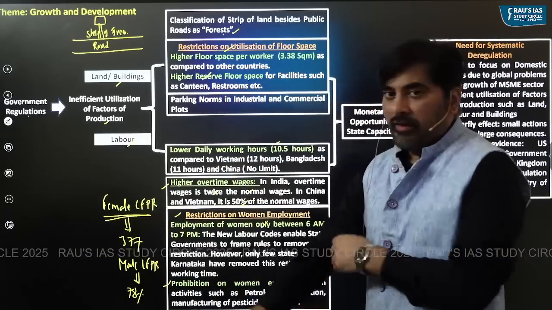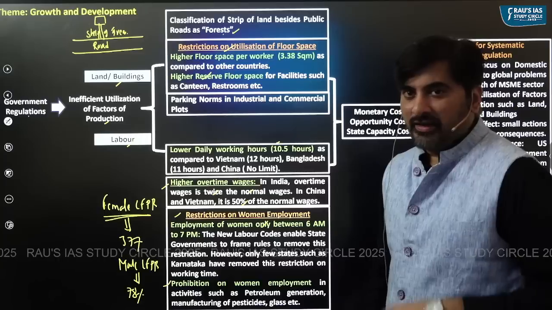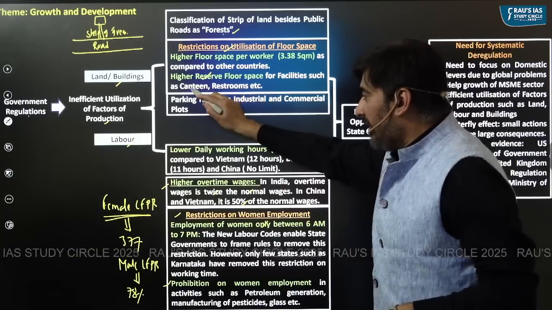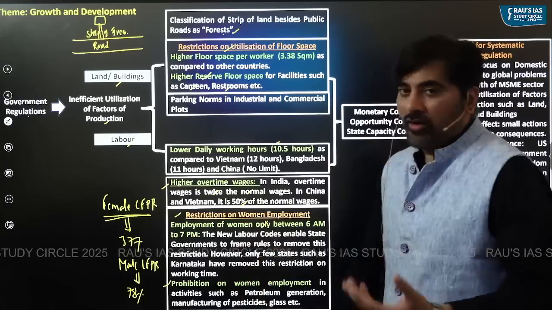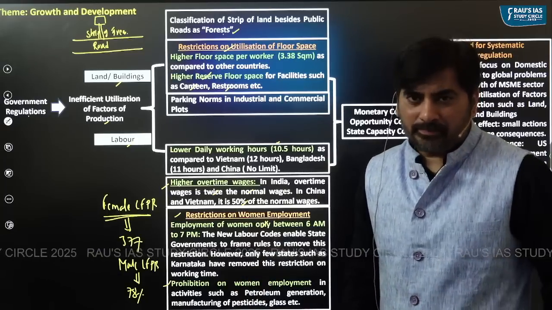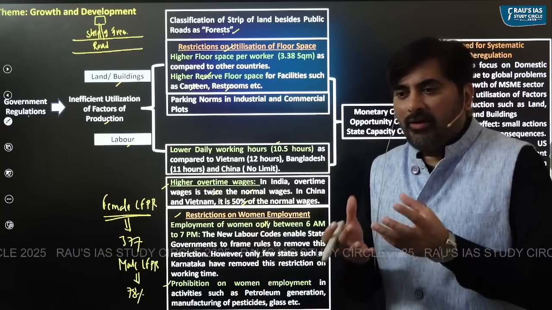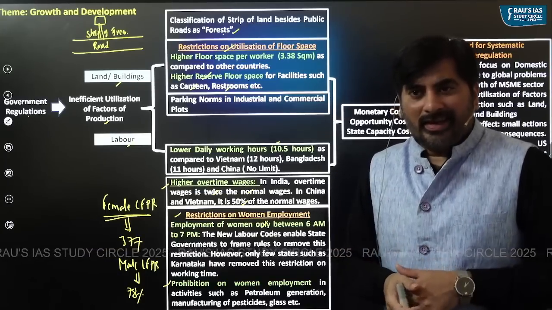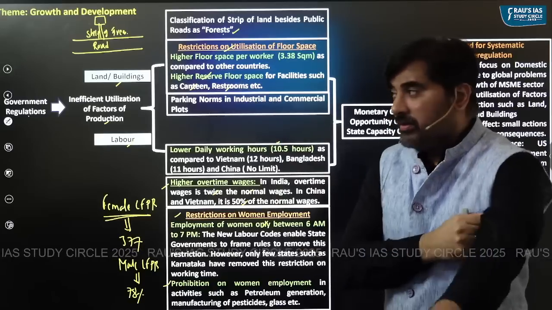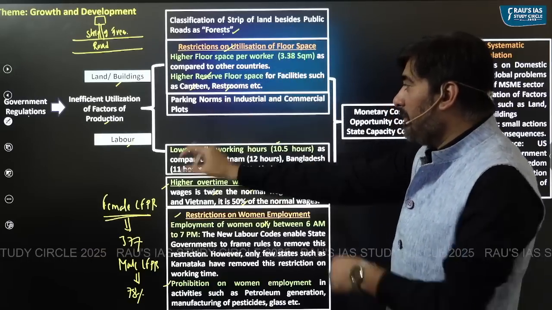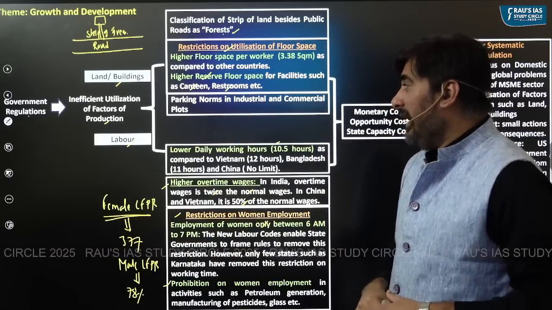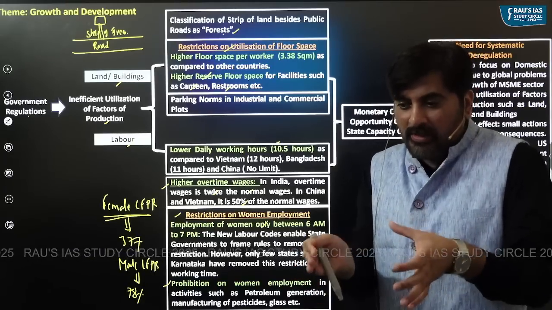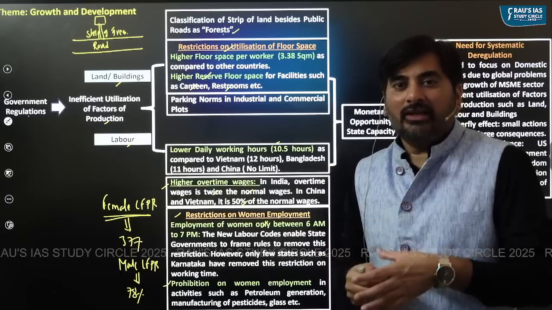In the same way, we ask factories and industries to leave aside more space for providing facilities such as a canteen or restroom, which is obviously needed, no doubt about it. But what if an industry has a very small number of workers? Even then, the industry is required to keep aside a certain percentage of land for a canteen and restroom. So land or a building is not efficiently utilized.